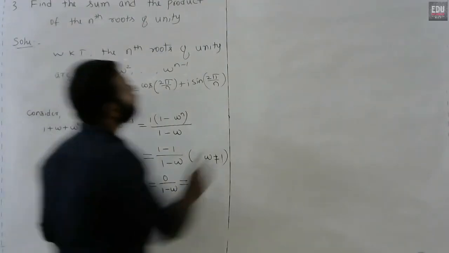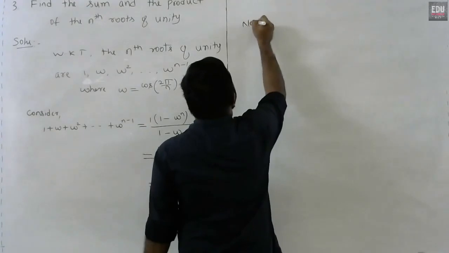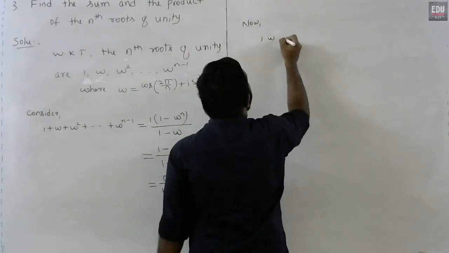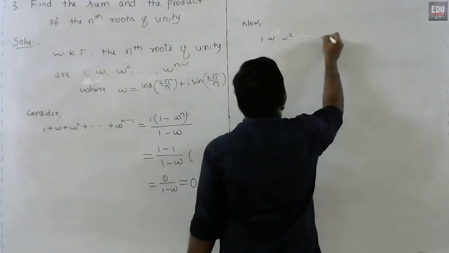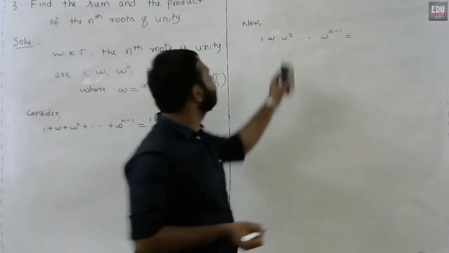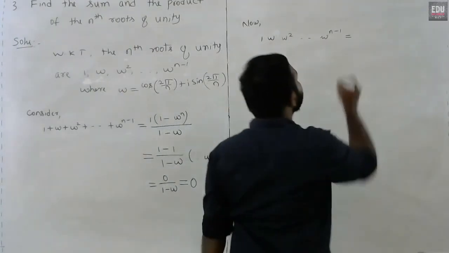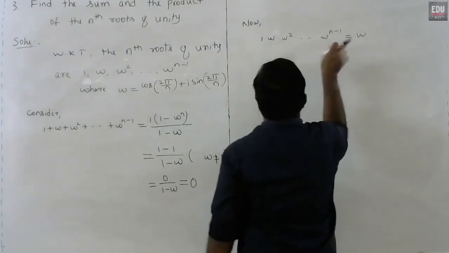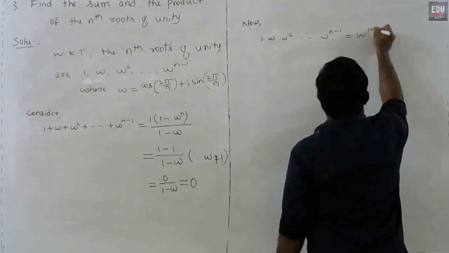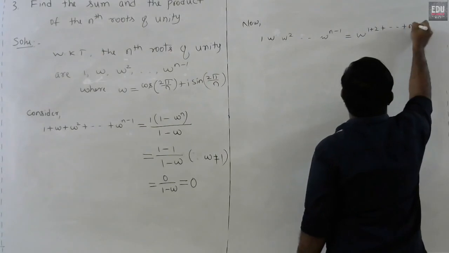Now we shall see the product. So now consider the product, 1 into omega into omega square into so on omega power n minus 1. So use the law of indices. As the base is same, you can add the powers. So 1 into anything is itself, so neglect the 1. So omega power 1 plus 2 plus so on up to n minus 1.